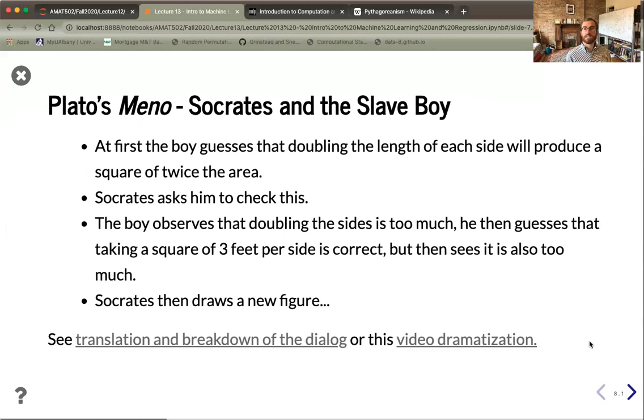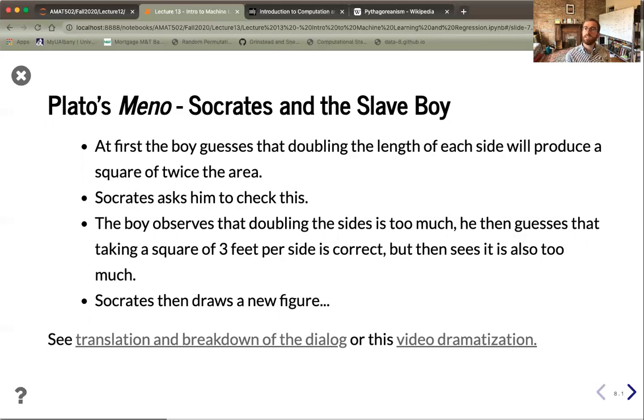And so the way this goes is sort of a trial and error. First, the boy guesses that doubling the length of each side will produce a square twice the area. And then Socrates asks, well, okay, if you think that's true, go ahead and take the square I already gave you, and now double each side. And then tell me, what do you think the area is? And so the boy observes that doubling the sides is too much. And in fact, doubling the side lengths leads to 4 times the amount of area. You can put the same square in 4 times.